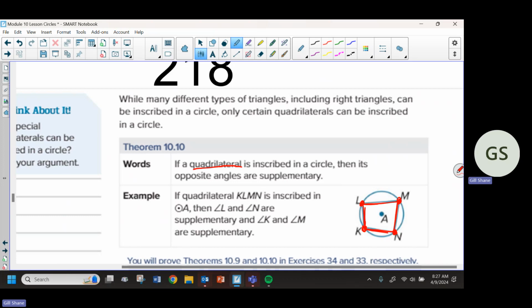It's telling us that the opposite angles are supplementary. If you just want to memorize, you can memorize: a four-sided figure has all its points on the circle, then the opposite angles are supplementary. I'm going to explain to you why. It may or may not sink in. A little tricky.